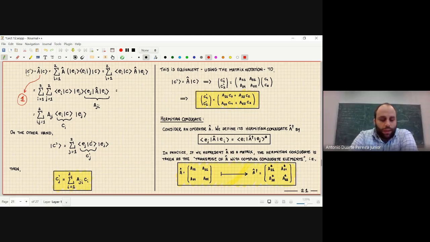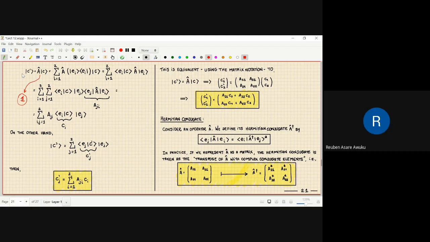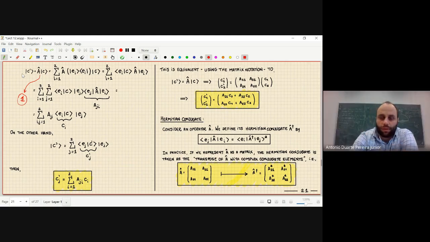So the new vector, yes, is there a question? Ruby. Hey. Okay, it was not a question.